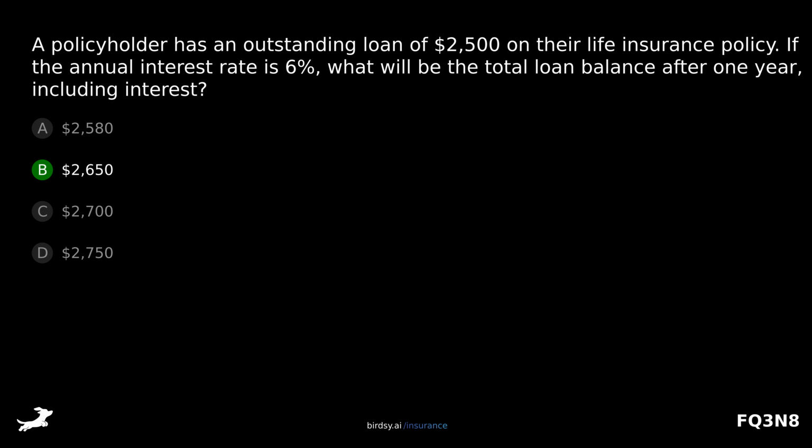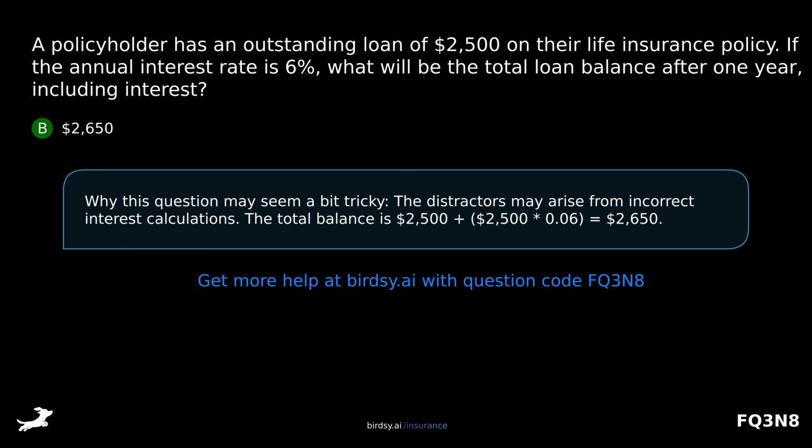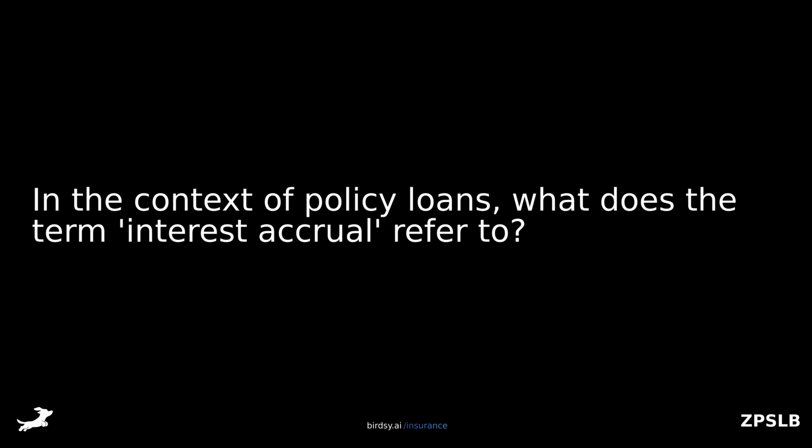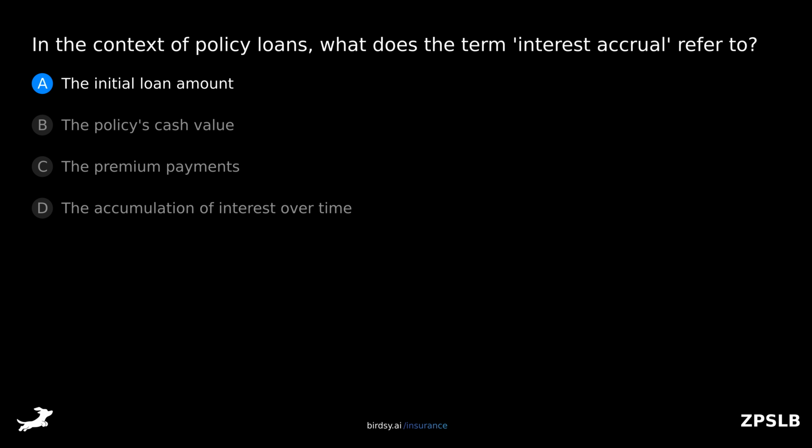$2,650. Why this question may seem a bit tricky. The distractors may arise from incorrect interest calculations. The total balance is $2,500 plus $2,500 times 0.06 equals $2,650. In the context of policy loans, what does the term interest accrual refer to? Is it A, the initial loan amount, B, the policy's cash value, C, the premium payments, or D, the accumulation of interest over time? The answer is D, the accumulation of interest over time.